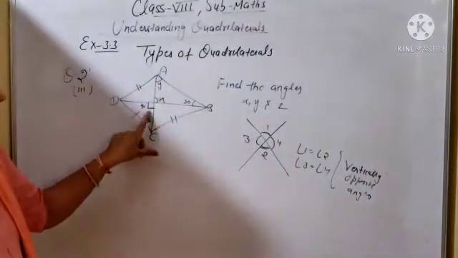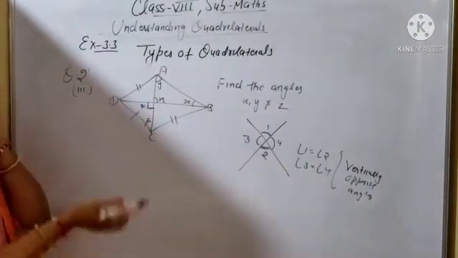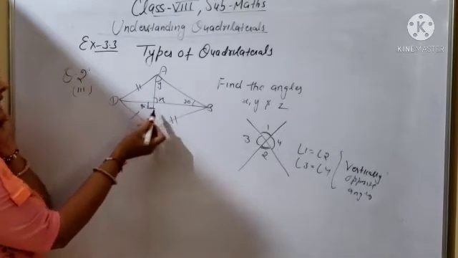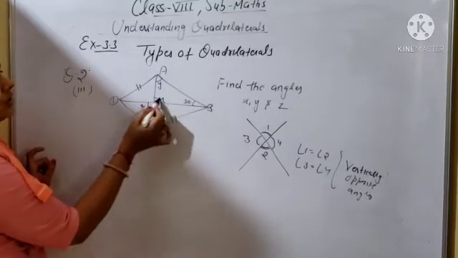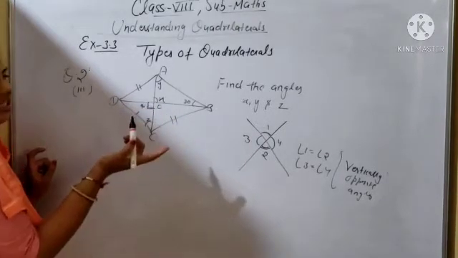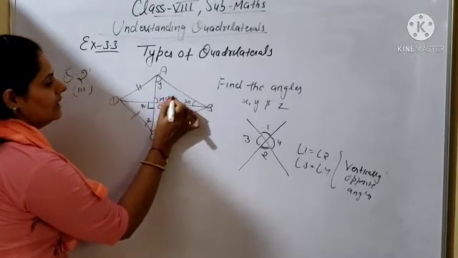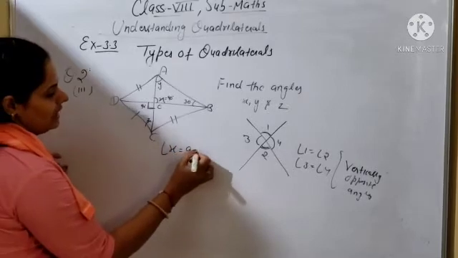Clear? So you can see this angle and this one, because AC and BD are the diagonals. The diagonals are intersecting, so you can name the point O. Diagonals are intersecting at point O. So this one is opposite to this one, and this one is opposite to this one. This one is 90, so X will also be equal to 90 degrees. You can write X is equal to 90 degrees.